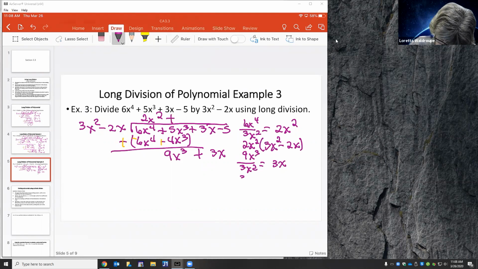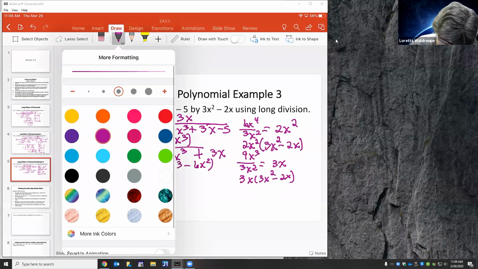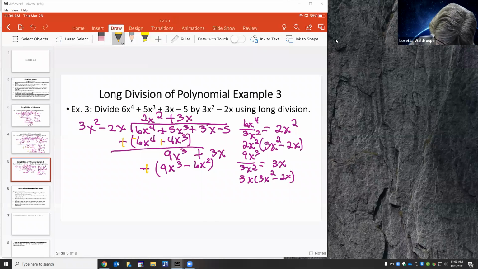So that goes up top as part of my quotient. And then what is 3x times 3x squared minus 2x? So that gives me 9x cubed minus 6x squared. You notice I didn't write it under the 3x because it's a different power, so I can't add it to the 3x.